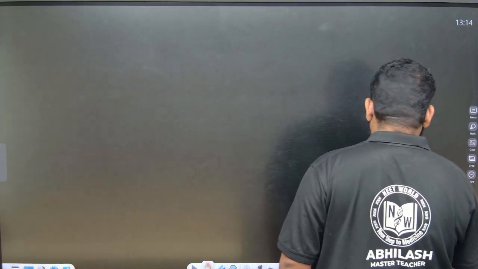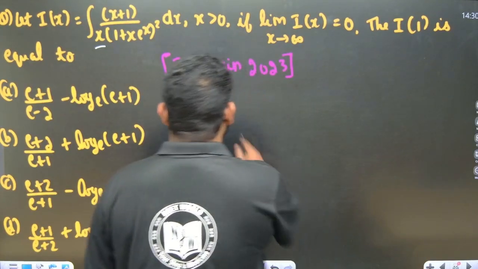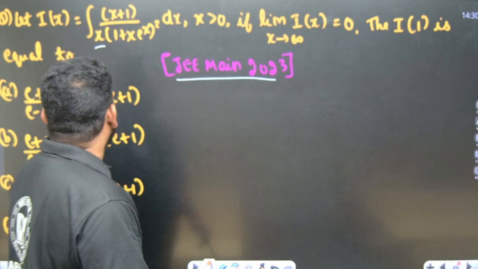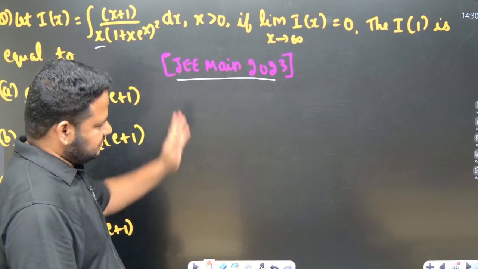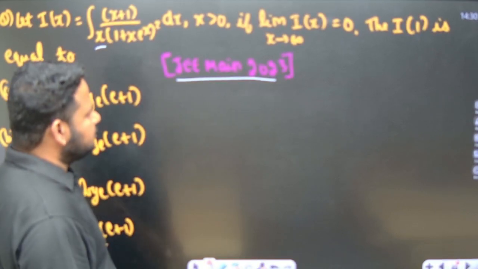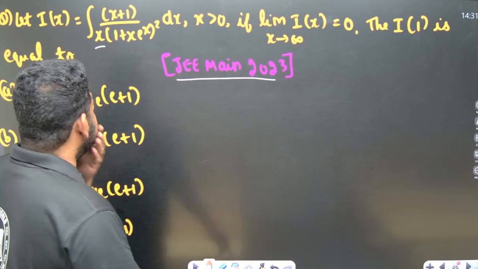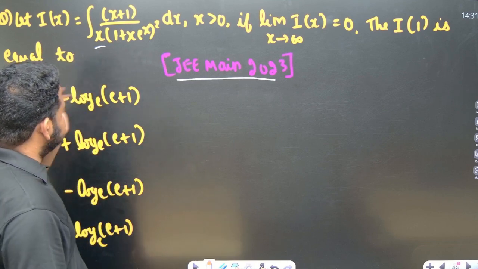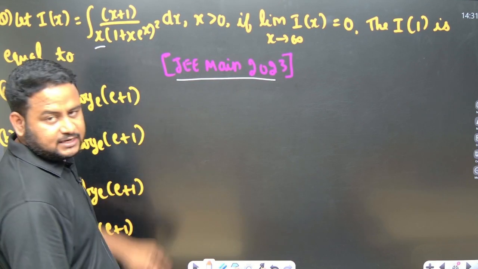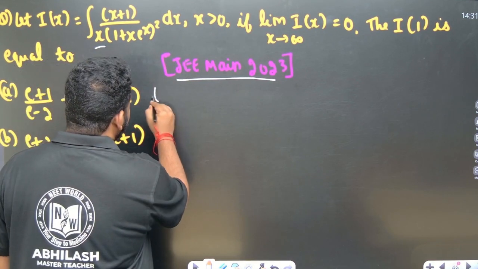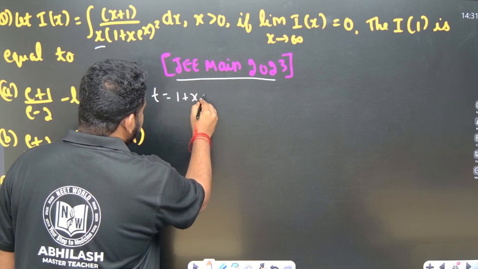So coming to the next question, a JEE Main 2023 question. We have let I of x be equal to the given integral, where x is positive. If the limit of I of x as x tends to infinity is equal to 0, then they are asking for I of 1. For this question, let us first see what we can take as t. Let us take whatever is within the bracket in the denominator as t. So t will be equal to 1 plus x into e power x.